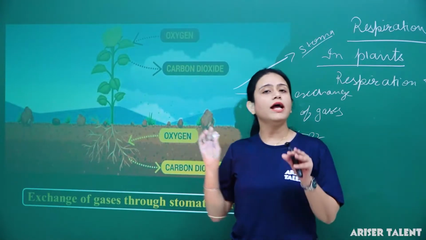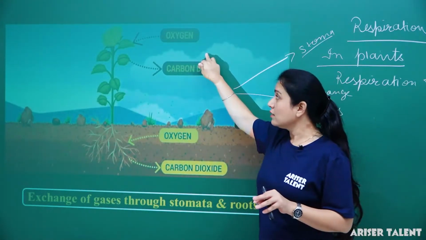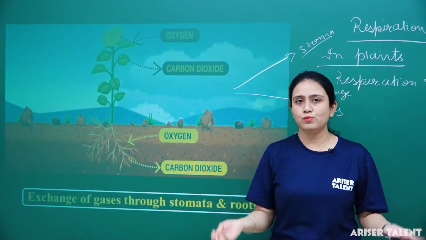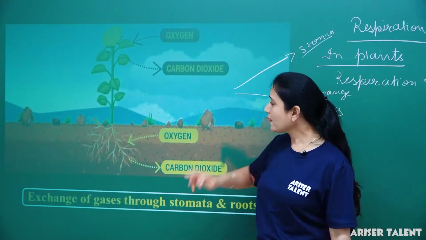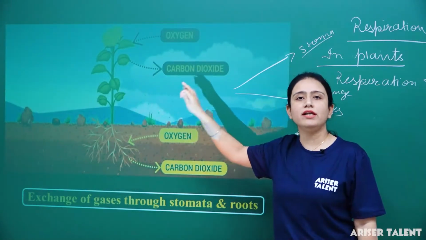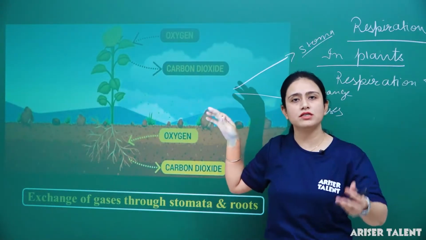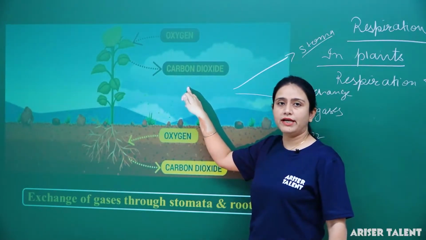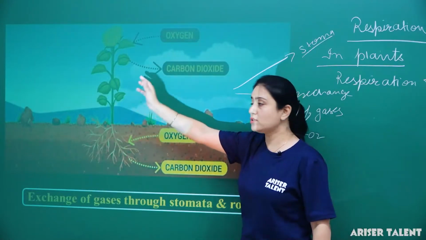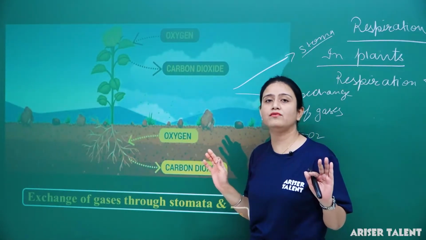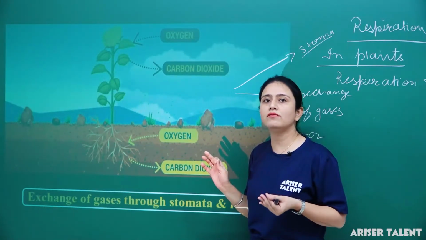What is that? At night sunlight is absent. Respiration takes place at night also. At that time, when the plant takes in oxygen and releases carbon dioxide by the oxidation of food, the carbon dioxide is not consumed by the plant, because the plant will not make its food at night in the absence of sunlight.